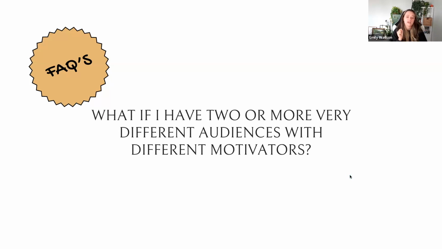Next one is, what if I have two or more very different audiences with different motivators? So the first couple of exercises that we did at the beginning, getting to know your audience, that second section where you are picking out those motivators, let's say you have Instagram, but you have two very different audiences, there's a couple of things you can do. One, you can create two different profiles. If they are completely separate, you can create two different profiles for your business if they have different goals. That's a lot of work and it's not always recommended.